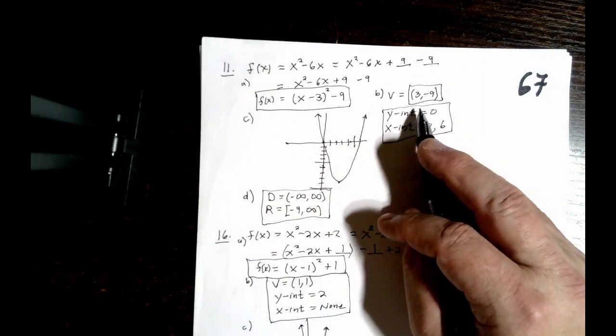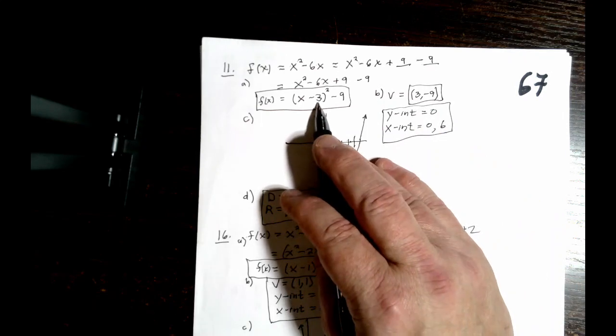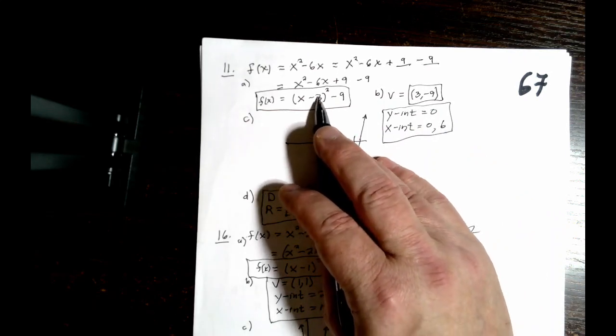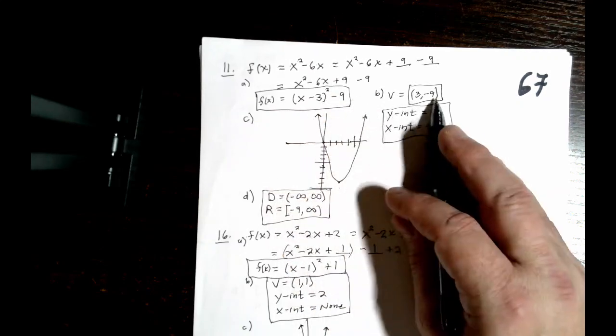Then part B says find the vertex, and the vertex is, remember, it's HK, right? H is, you change the sign of this guy to positive 3 and you keep the sign of this guy, negative 9.